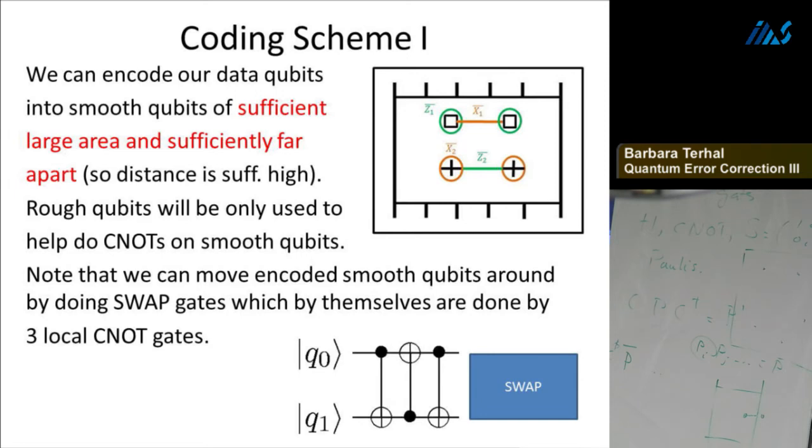Yeah, so the rough, I will show you. So the idea is that you want to do CNOTs between the smooth qubits, but you actually do a CNOT between the smooth and the rough qubit. And then you have to do some tricks, and I'll give you a sketch of that, to do CNOTs between two smooth qubits.